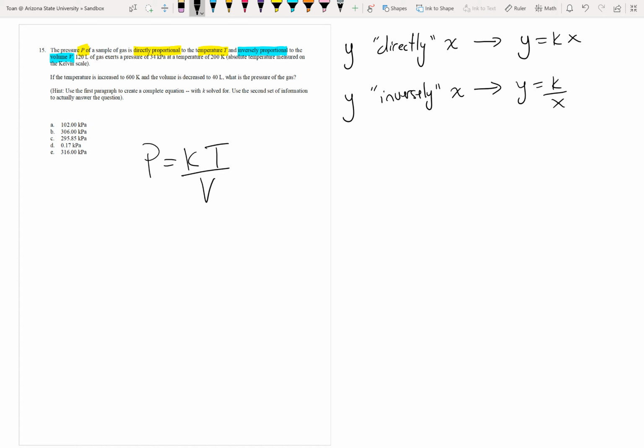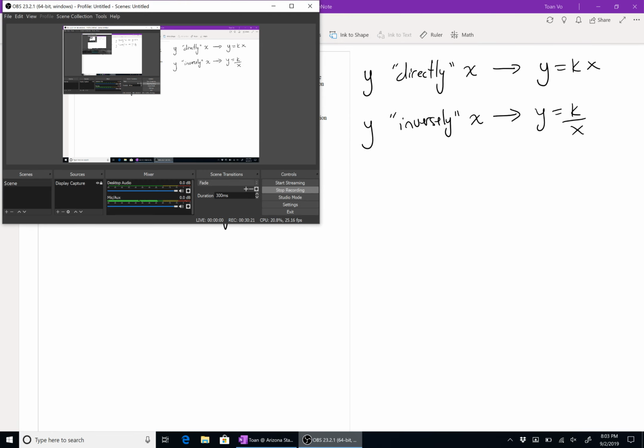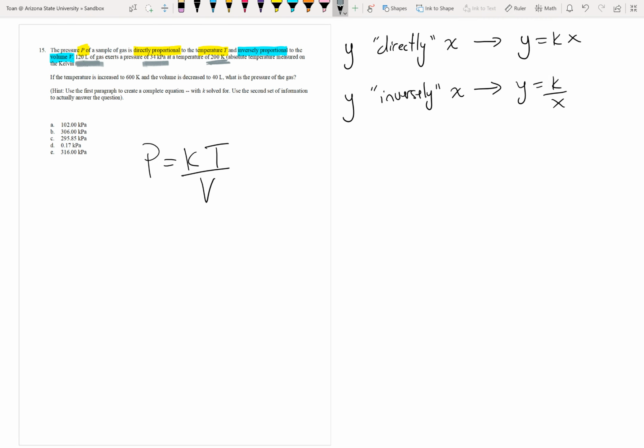There you go. They give you a whole bunch of numerical information, so that usually means you're going to plug stuff in to solve for k. So what information do they give you? 120 liters of gas, 34 kilopascals, and 200 kelvins. My screen flickered there. Hopefully the recording didn't stop. Okay, good. If you did not know, liters of gas is a volume, kilopascals is a pressure, and 200 kelvins, they tell you it is temperature.